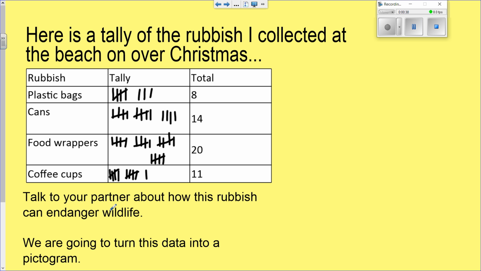However, this afternoon's task is going to be to take this data, this tally chart, and turn it into a pictogram. Some of you might remember what a pictogram is. Some of you might have completely forgotten what a pictogram is. So to start with, let's have a look at a couple of examples.